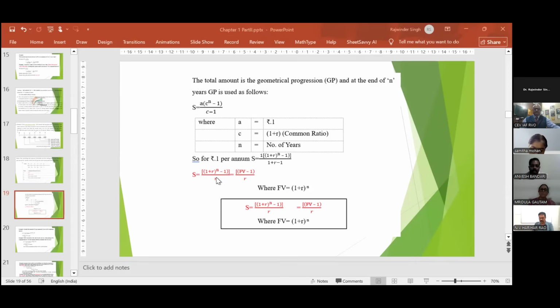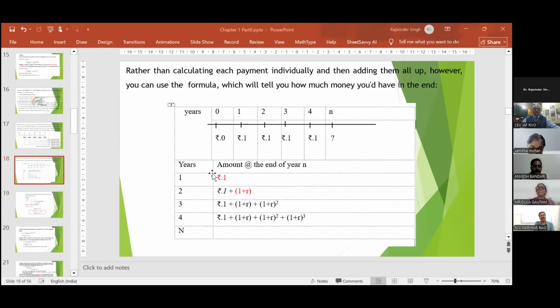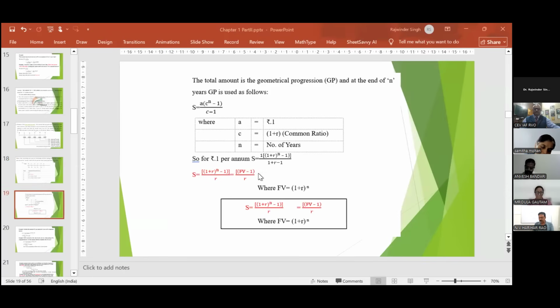Sir, FV is present value into 1 plus r power n, right? Sir, FV is future value. In the formula, FV is present value into 1 plus r power n. So what we have done, we are assuming present value to be 1. Okay. Sir, we are calculating it for 1 rupee. Sir, please remember the unitary method. We have already discussed this thing, sir.